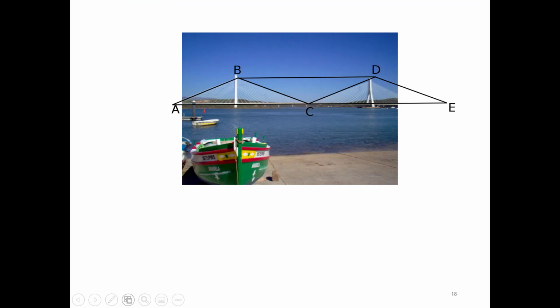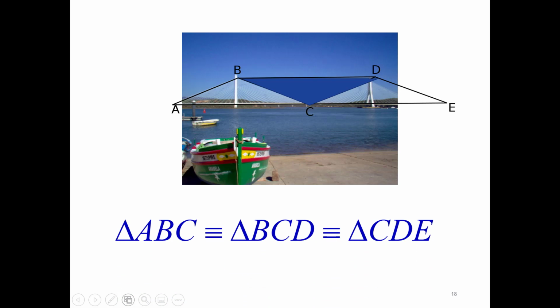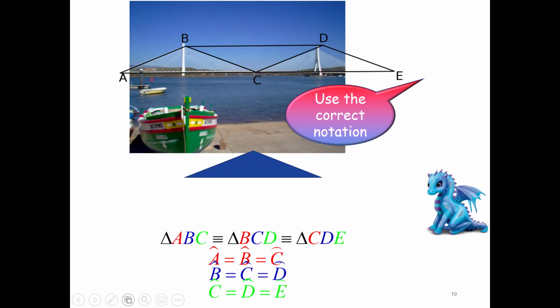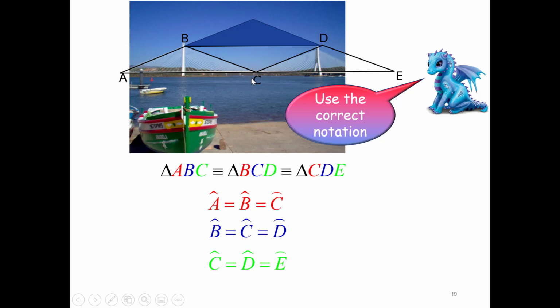Here is a real life situation. It's a bridge. So triangle ABC is congruent to triangle BCD, is congruent to triangle CDE. So look at the notation. It's very important to use the correct notation. So in triangle ABC, angle A is equal to angle B in the second triangle, is equal to angle C in the third triangle. The same with angle B, angle C, and angle D. Angle C in this triangle is the same as angle D in that triangle, is the same as angle E.